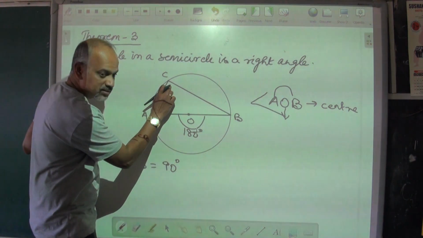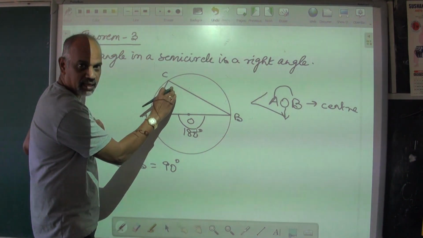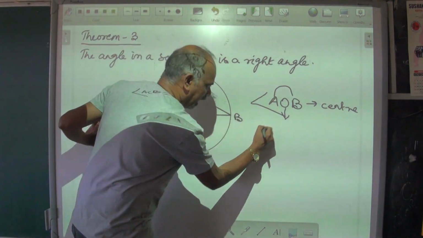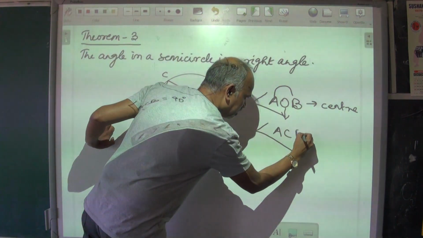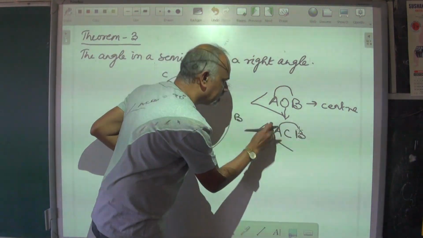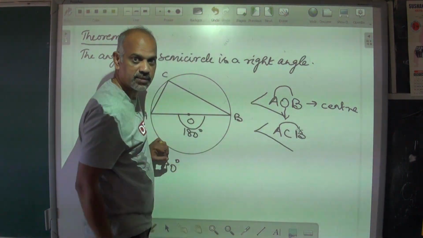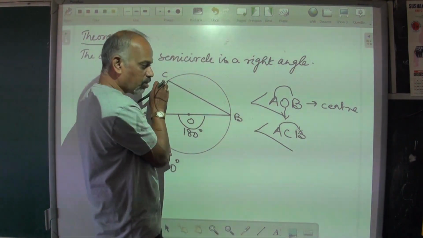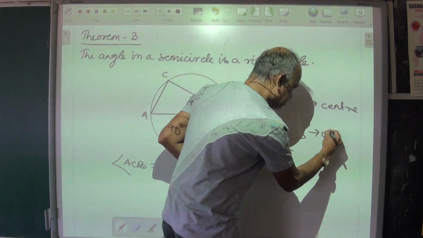Let's go to this angle. Name this angle. The angle is ACB. Which is the arc which makes it? AB. Same arc, AB. But where is this made? At C. C is on the circumference.